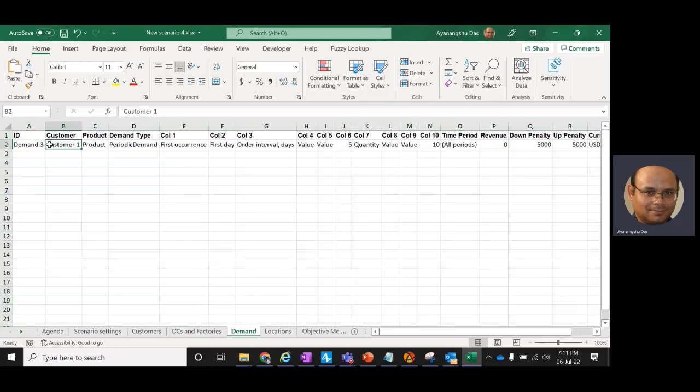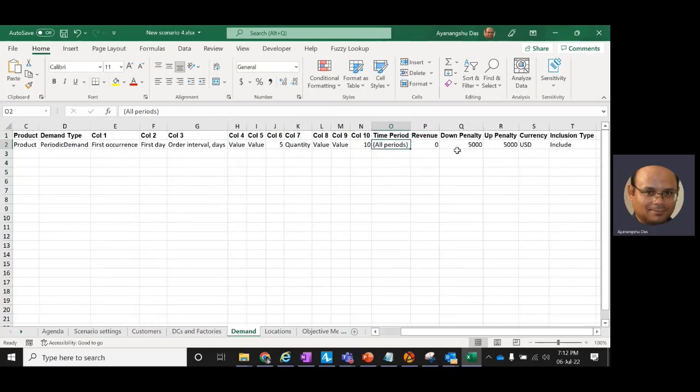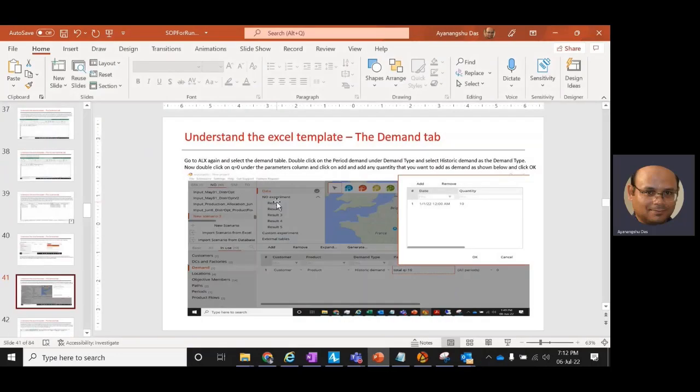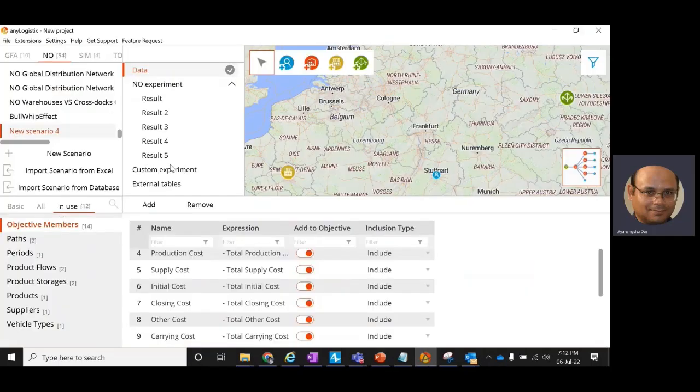In the demand tab, the ID columns get created by ALX itself. However, we have the customer for whom the demand is, the product, and then the order interval is 5 days of 10 quantities as we saw in the UI. And then we can specify if there are any up and down penalties. Here we see this demand as a periodic demand, but if we want our model to only get the demand at a single point of time, then we would want to change the demand type to historic demand.